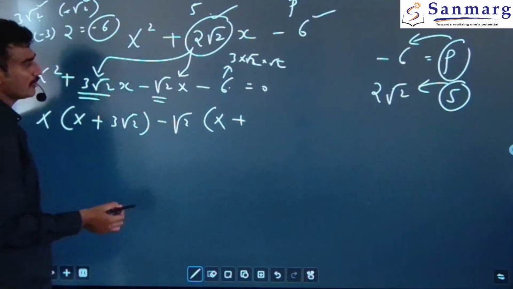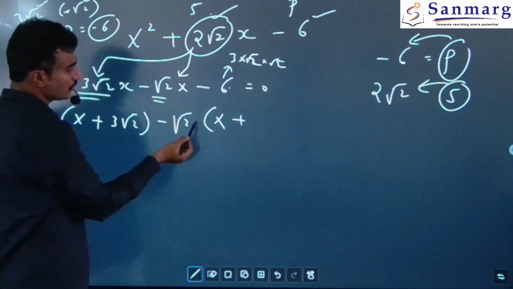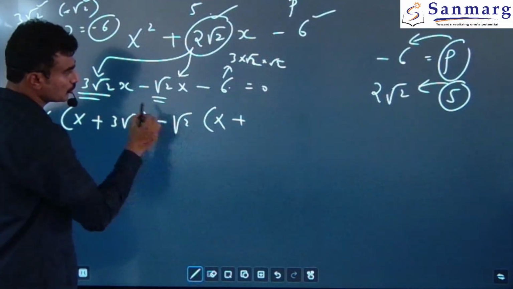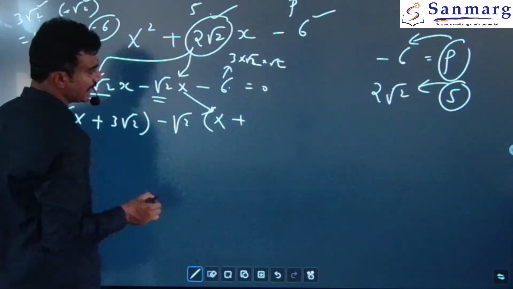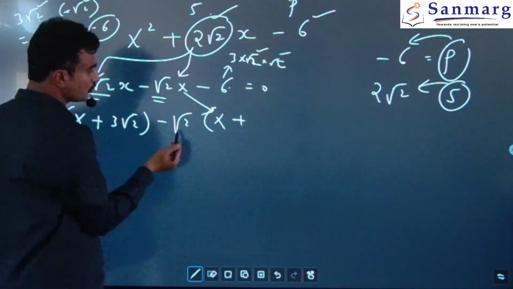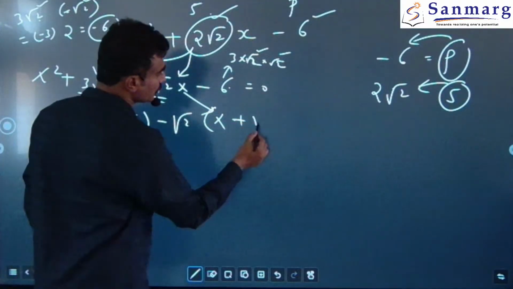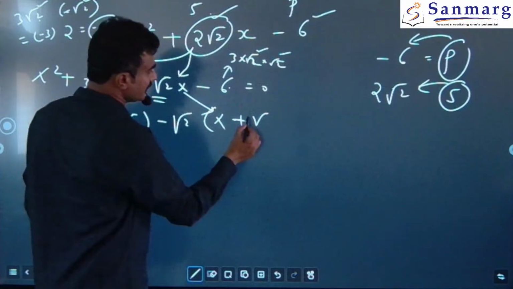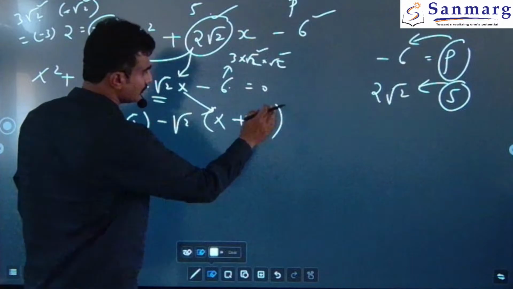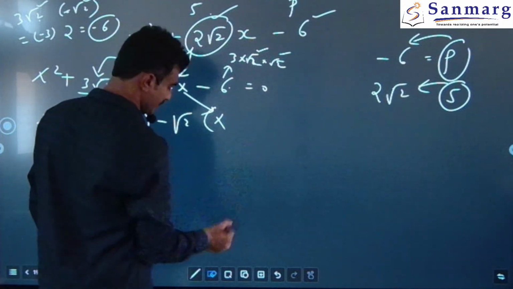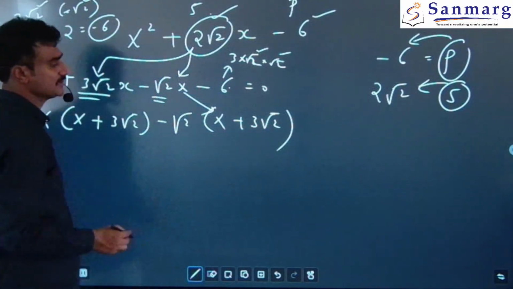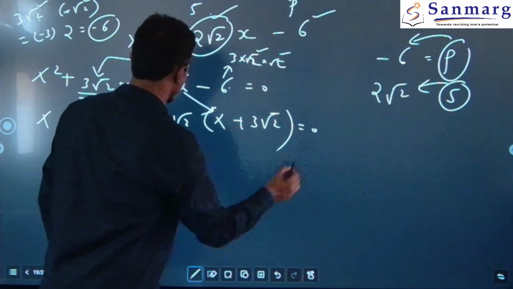So we are taking root 2 as the common factor. Therefore we have taken out root 2 as the common factor. We have written x as it is, plus. Out of 3 root 2, 1 root 2 is outside the bracket. We have to write another root 2 inside the bracket along with 3. Therefore the answer in the bracket is x plus 3 root 2. So x minus root 2 into x plus 3 root 2 is equal to 0.